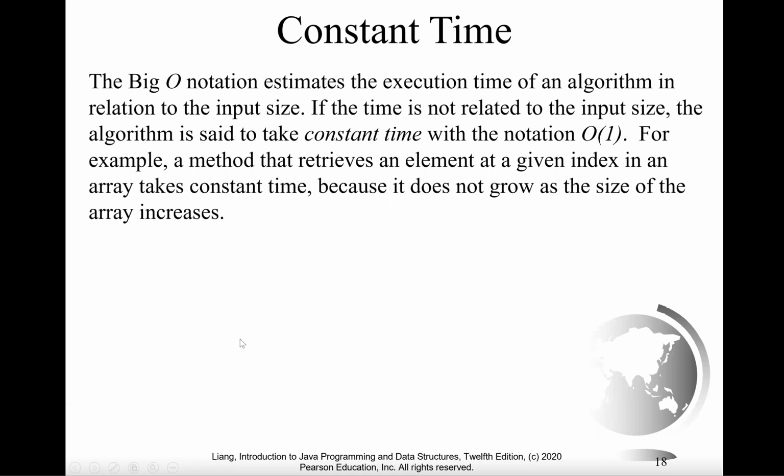Let's review the time complexity for these examples here. Constant time. The big O notation estimates the execution time of an algorithm in relation to the input size. If the time is not related to the input size, the algorithm is said to take constant time with the notation order 1. For example, a method that retrieves an element at a given index in an array takes constant time because it does not grow as the size of the array increases. Doesn't matter how big the array is. If you want to get an element from the array using the index, that is constant time.